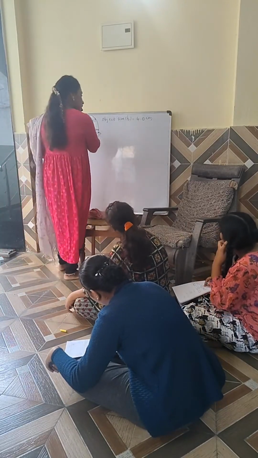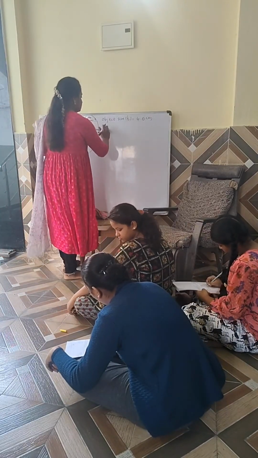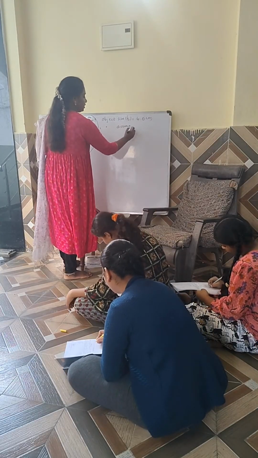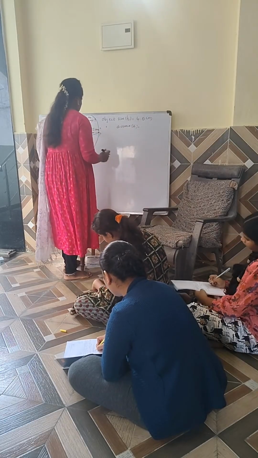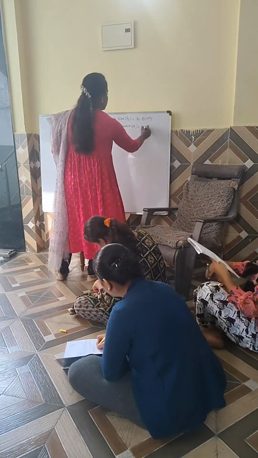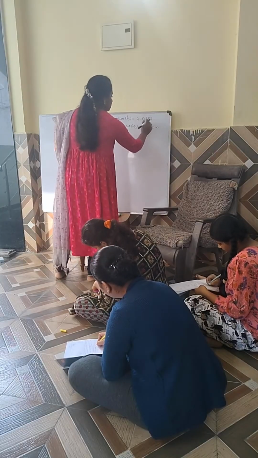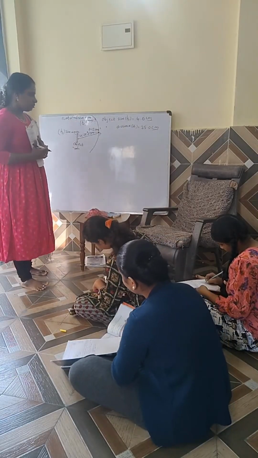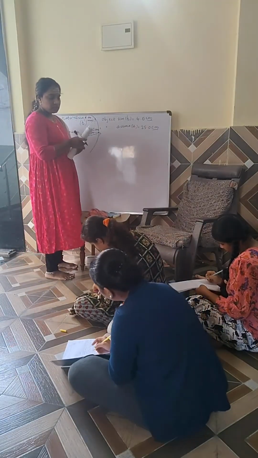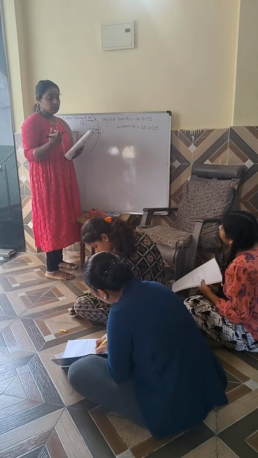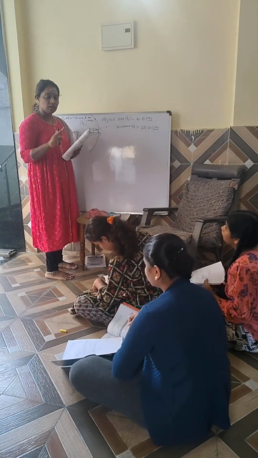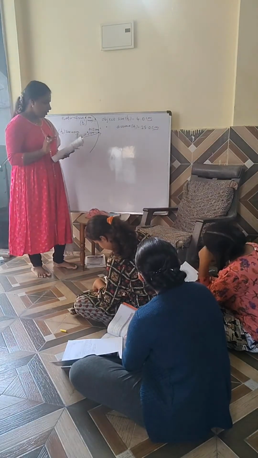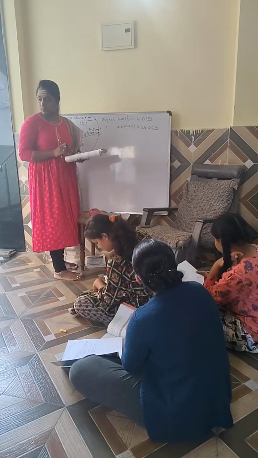Object distance they have also given. Object distance is u. How much? 25.0 centimeters. See, units are the same in all cases, so no need to worry about the units. All are centimeter only. Suppose if they give some values in meters and some in centimeters, you need to convert it.